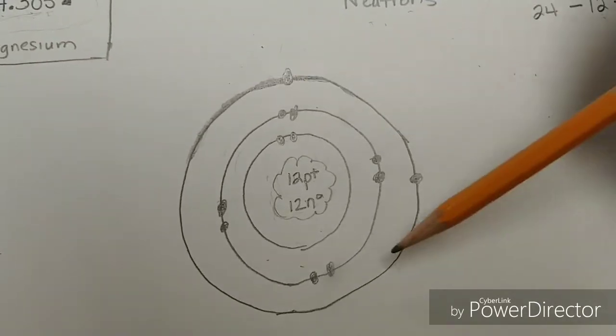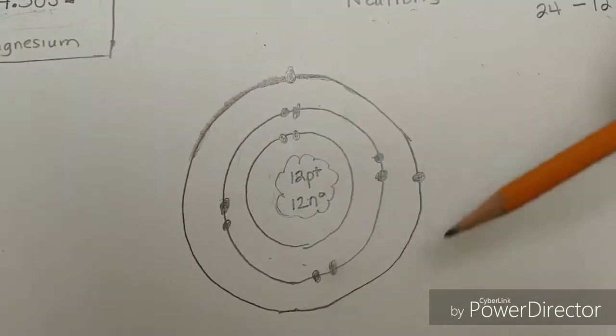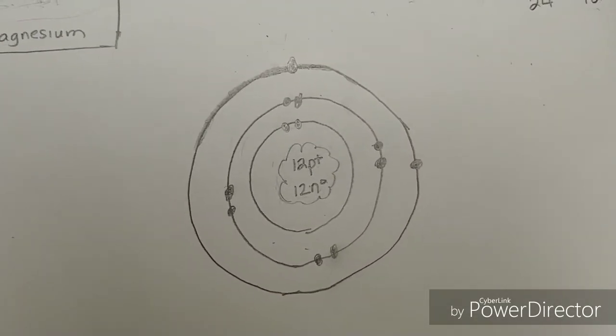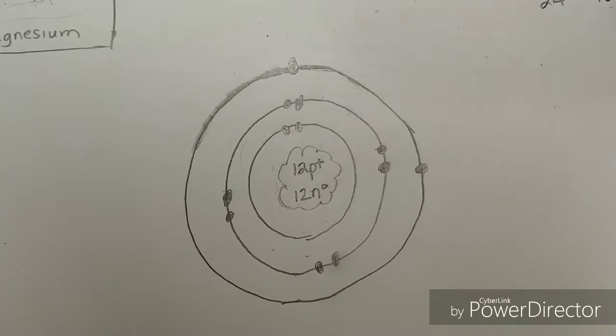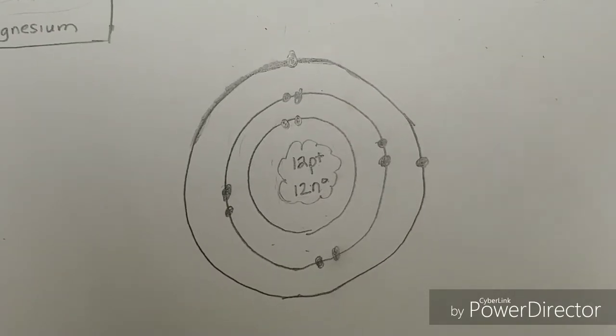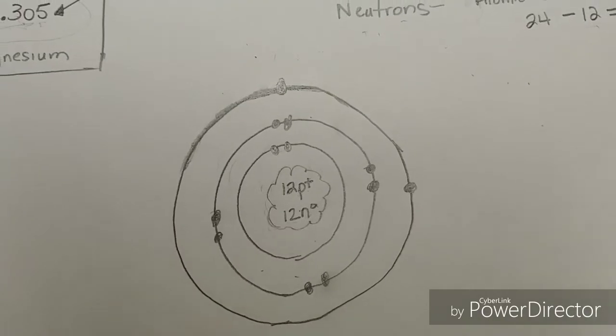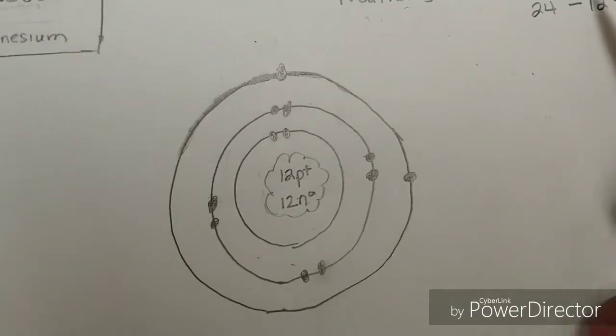Now these electrons on the outside, on the last ring, are called valence electrons. Those are the electrons that we use for bonding. Those are the ones that go with other elements and bond and make compounds. So we treat them with respect, so to speak, in chemistry.